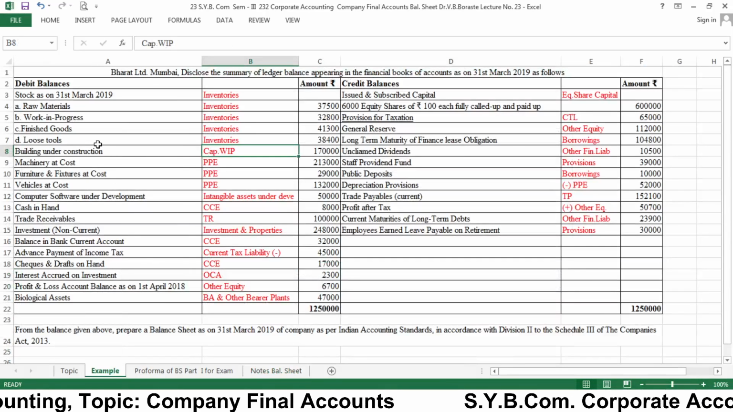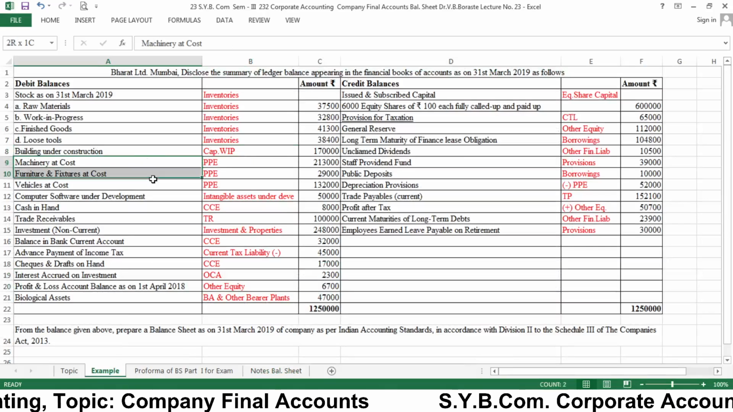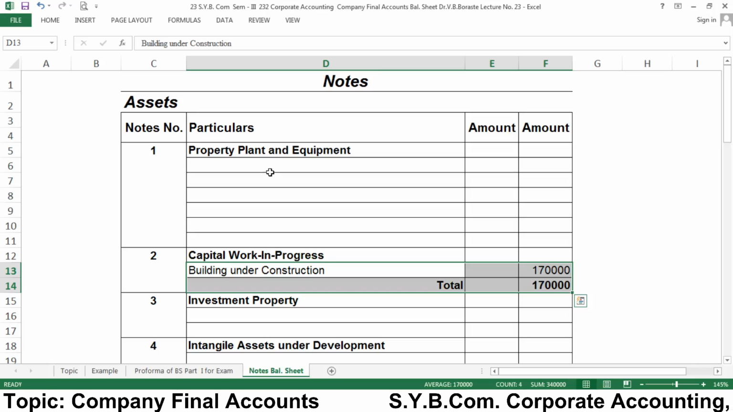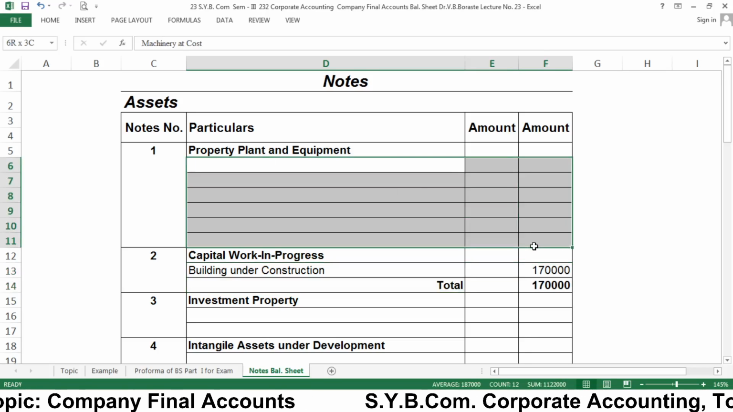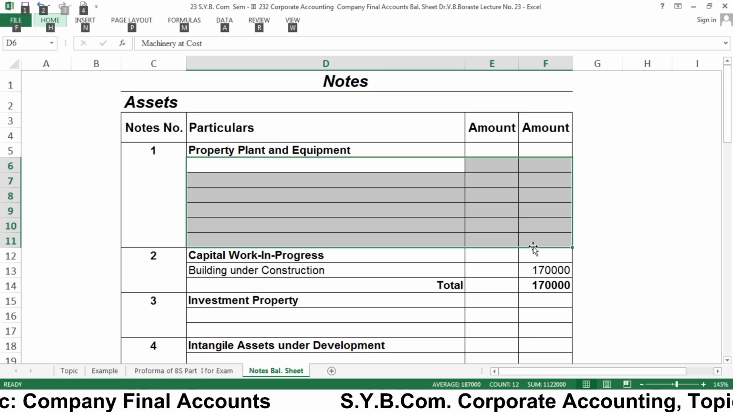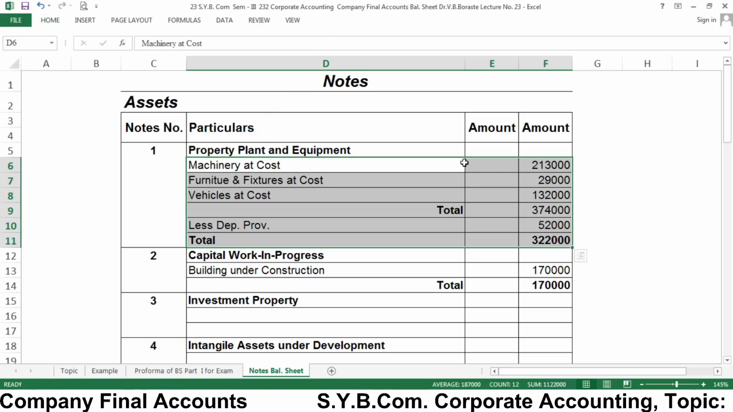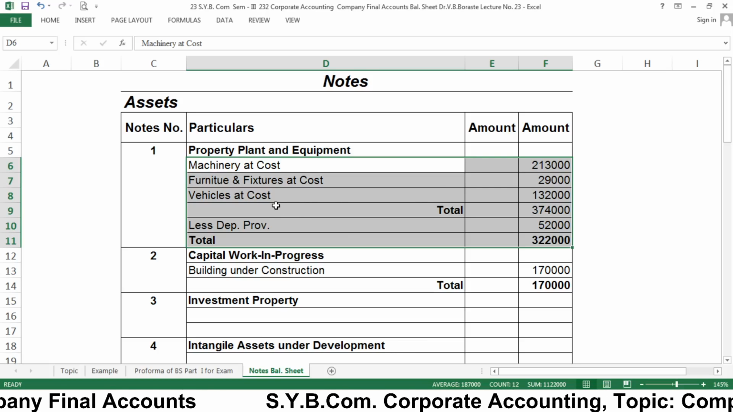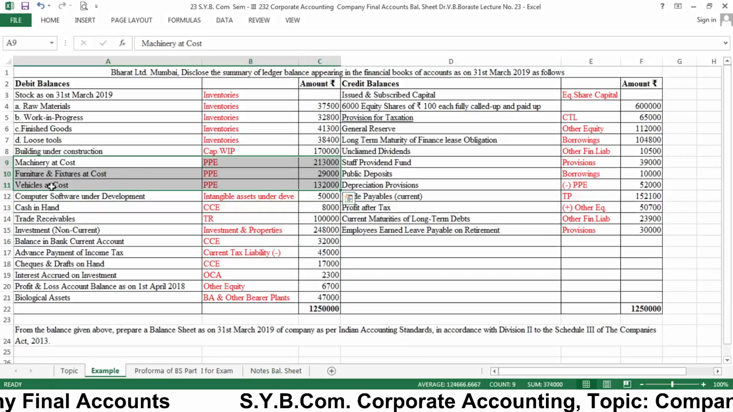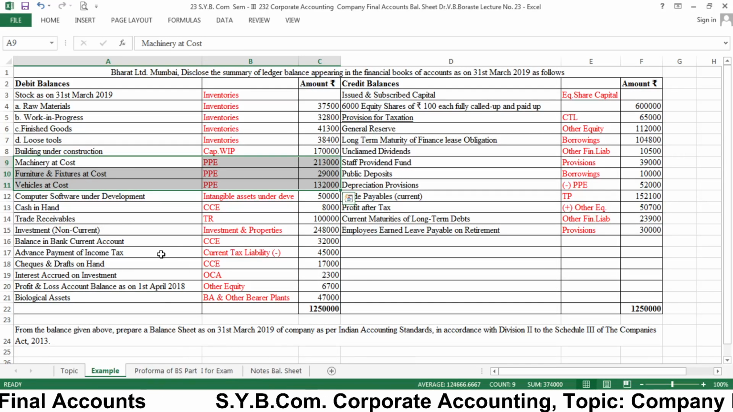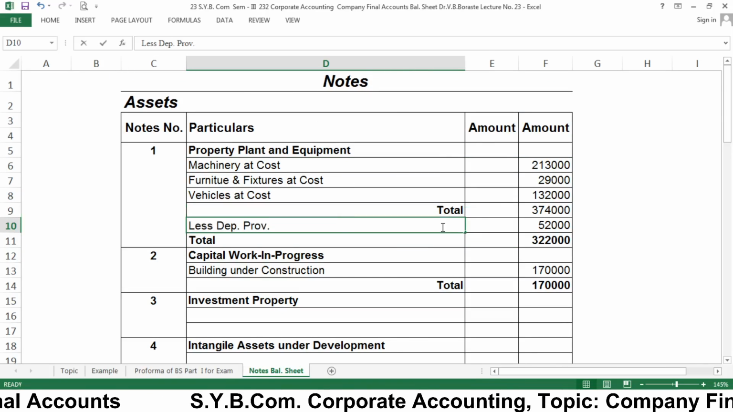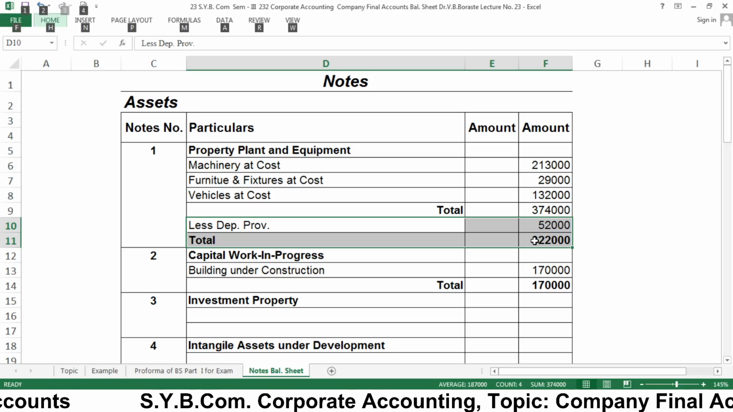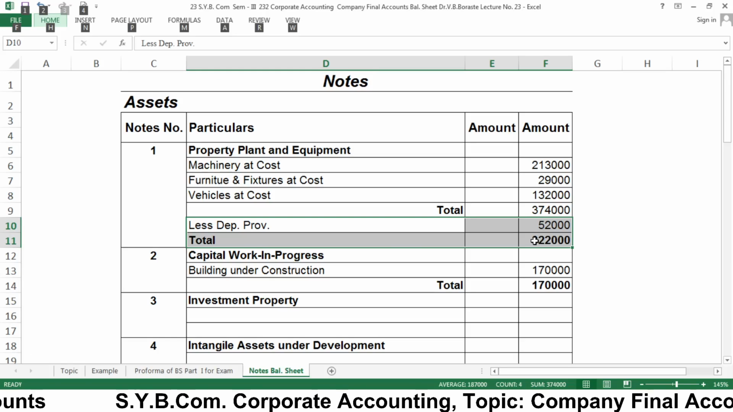After that, the next item is machinery at cost. These all three are property, plant and equipment. So we are going to put them on the asset side, that is property, plant and equipment. Machinery, furniture and fixtures, vehicles: these all three are the assets which we have taken from here. There is a depreciation, so I have mentioned the depreciation here, but we will discuss it later on. Less depreciation provision. So again, I am going to do the same thing.